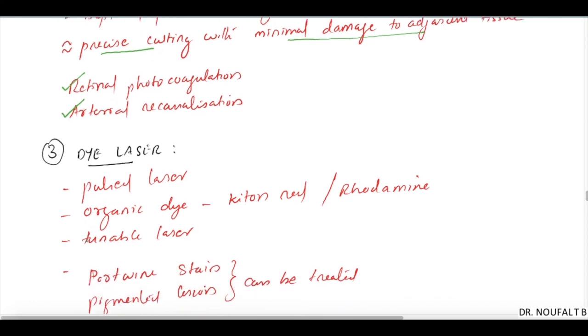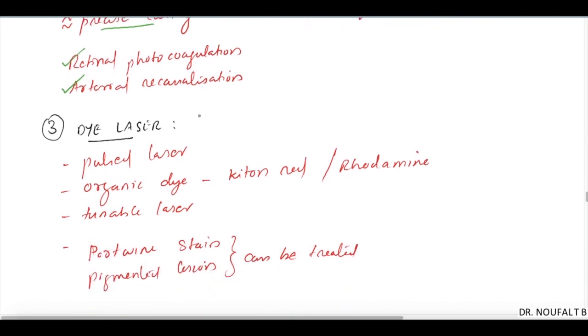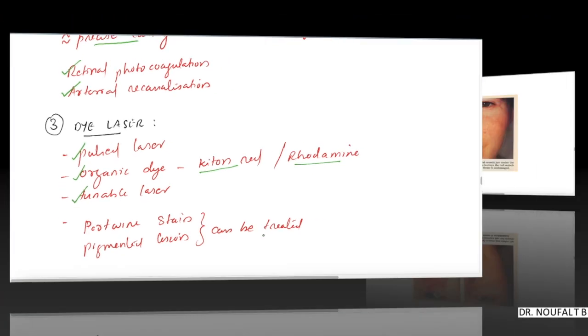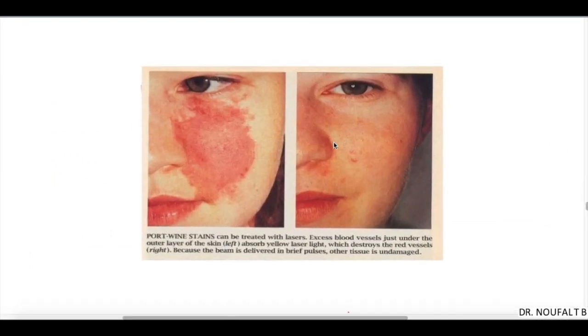Third one is dye laser. Dye lasers are pulsed lasers. Here organic dyes like coumarin red or rhodamine can be used as the medium. These lasers are tunable, that is the dye can be changed and the wavelength can be altered with the same laser. This can be used for the treatment of pigmented lesions such as port wine stain. In this image, you can see the post-procedure outcome of a patient with port wine stain treated with laser.